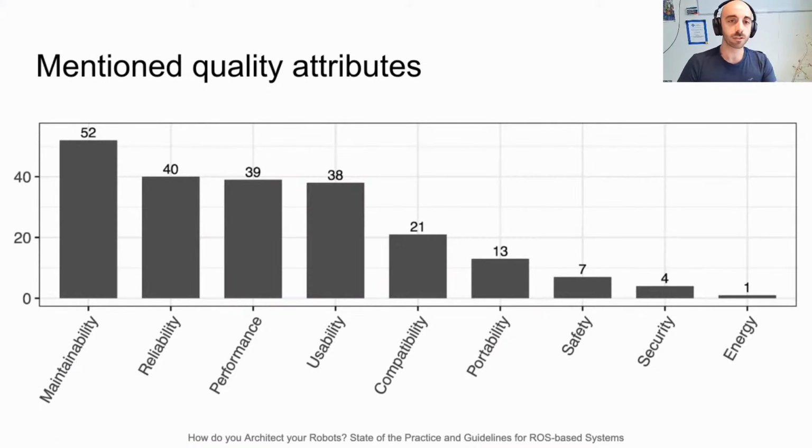As part of research question number 2, we analyzed the repositories in order to see what are the quality attributes that are more mentioned in those repositories. And here we can see a kind of ranking. So we have maintainability as the top one, followed by reliability, performance, usability, and so on. And in the survey, actually, this ranking is more or less confirmed. I refer you to the paper to look at the details about this.